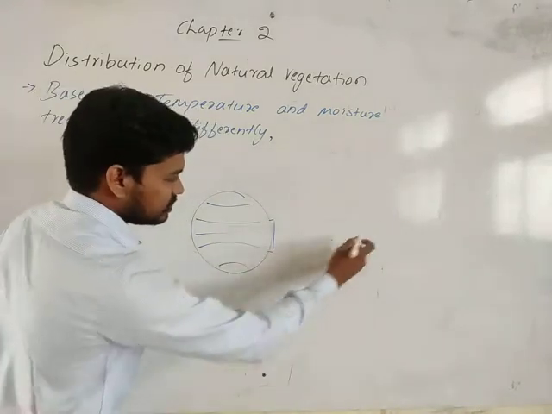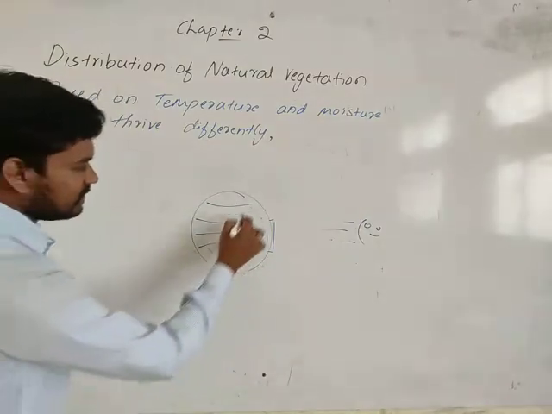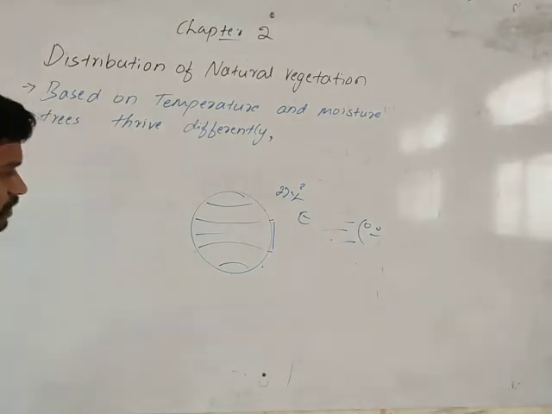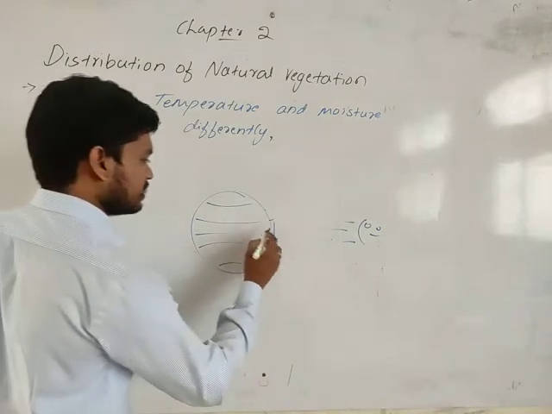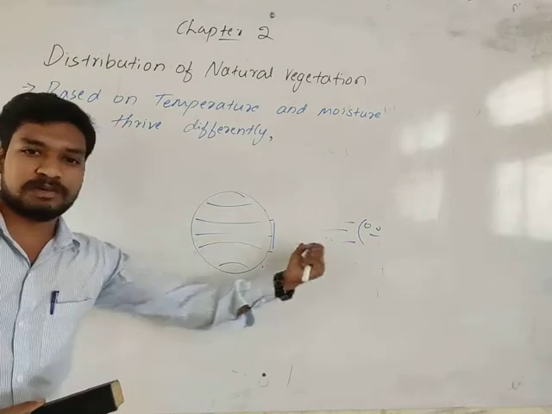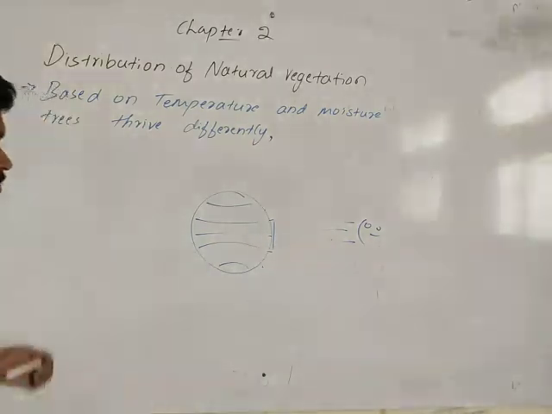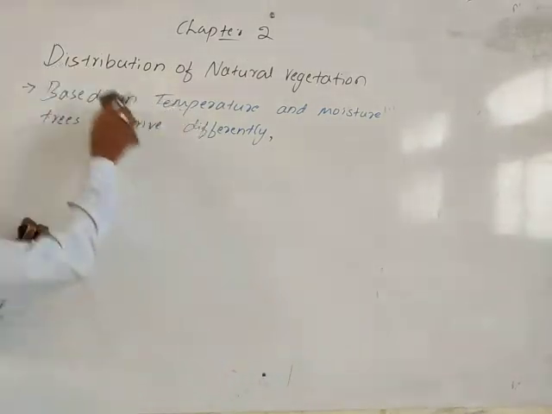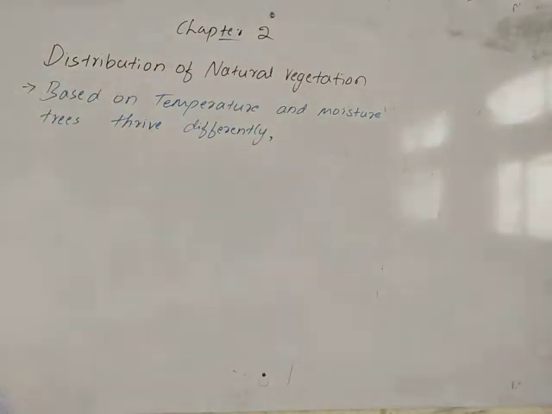This zone receives the highest temperature because it faces the sun directly. Our earth is tilted 23.5 degrees in this direction, so this zone receives the highest temperature throughout the year. There we can see trees growing healthy, because with the help of sunlight they can prepare their food, which is called photosynthesis. So based on temperature and moisture, natural vegetation is distributed differently over the earth's surface.